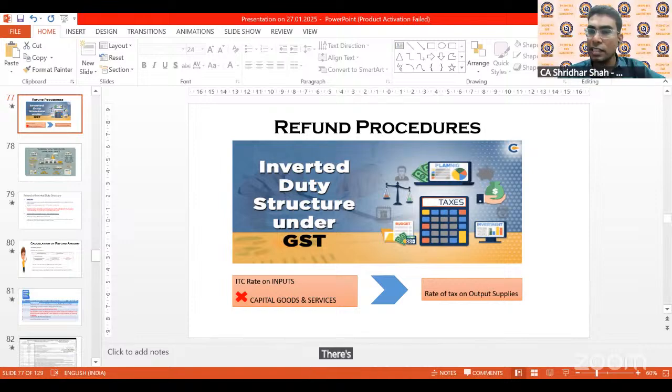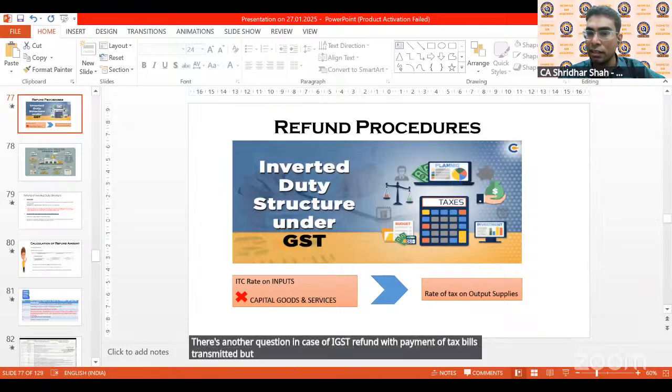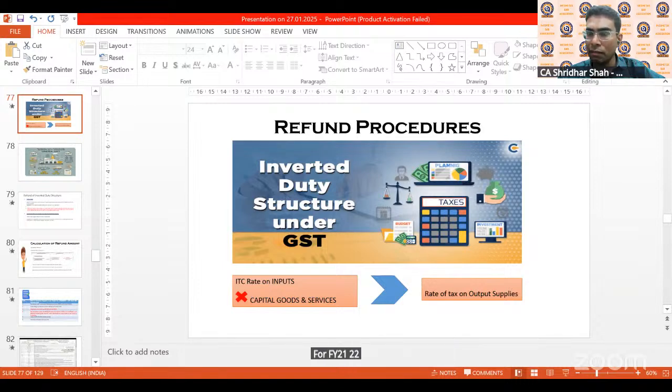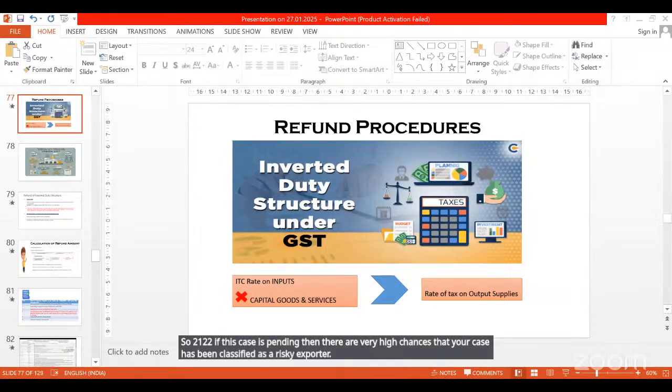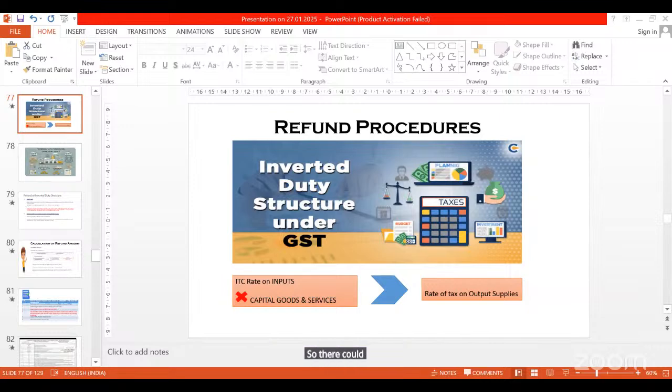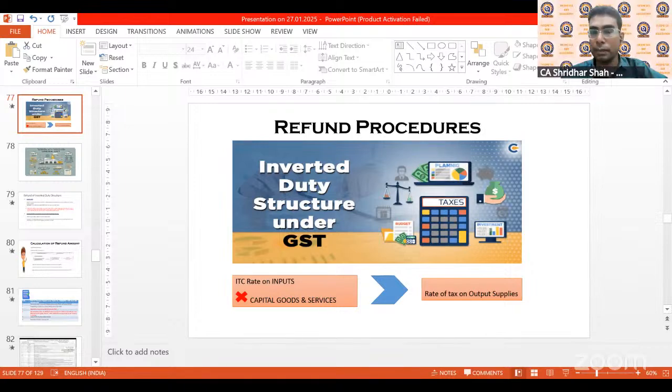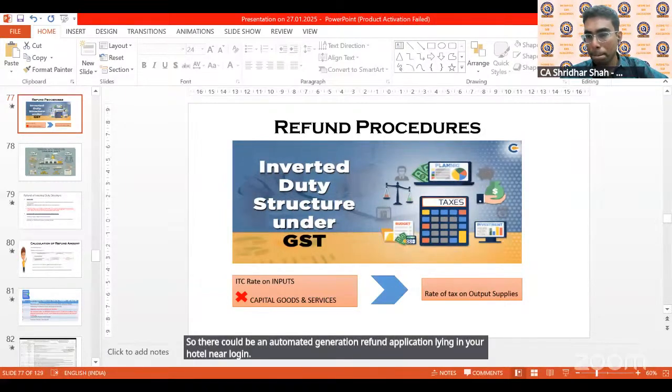In case of IGST refund with payment of tax, bills transmitted but not processed by ICEGATE for FY 21-22, can we claim refund? Case is pending. Then there are very high chances that your case has been classified as a risky exporter. So there could be an automated refund application lying in your GST login on the portal.